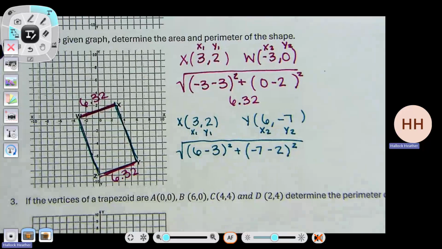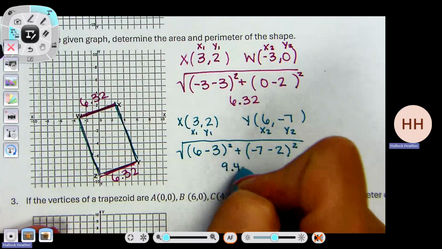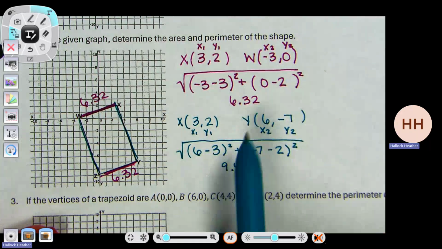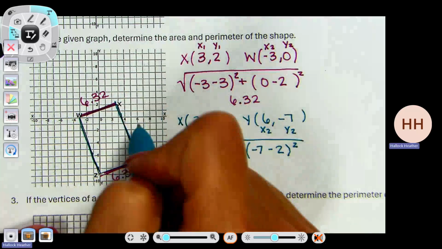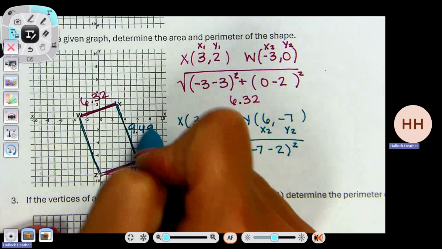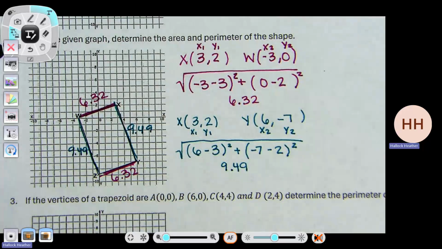So when you plug this in, what do you get? 9.49. Did you put a plus sign instead of a minus sign? Okay, we'll double check because you messed up somewhere. So 9.49 is on both sides because it's a rectangle that has matching sides. We're going to do both. We're going to find the perimeter. How do you find perimeter?